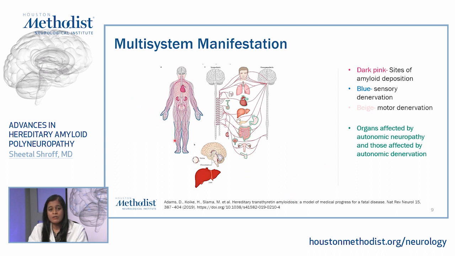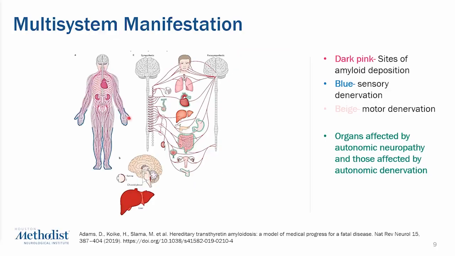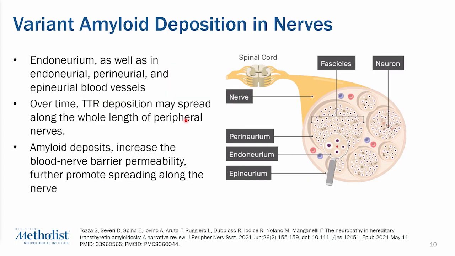sensory denervation, as we can see here. And then the beige areas are the areas of motor denervation, mainly in the axial region. The organs affected by the autonomic neuropathy, or those affected by autonomic denervation, are highlighted in green. Now moving on to amyloid deposition in the nerves.